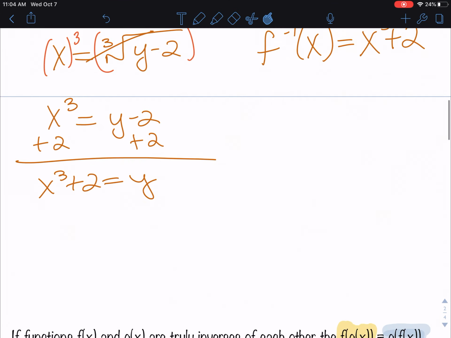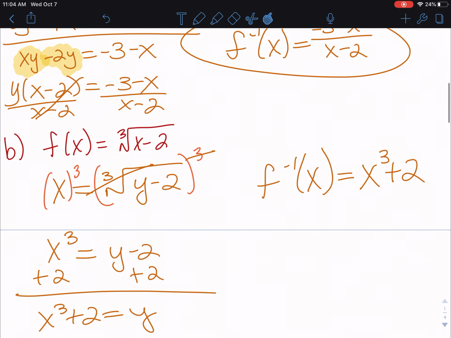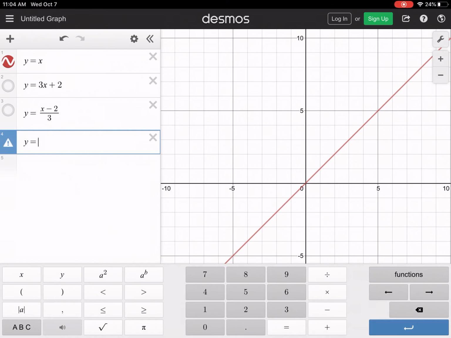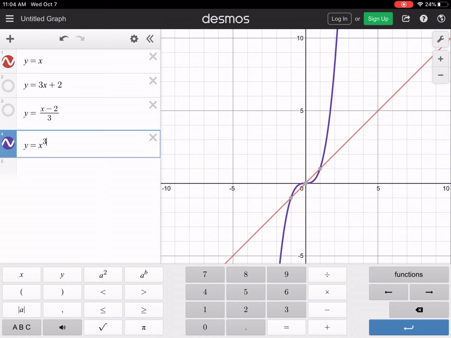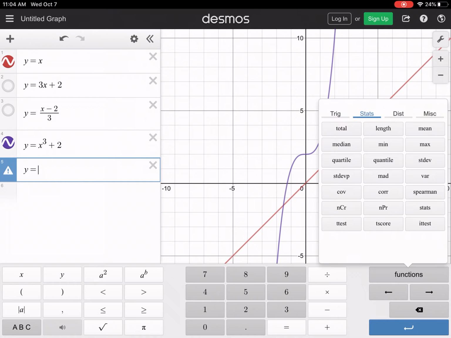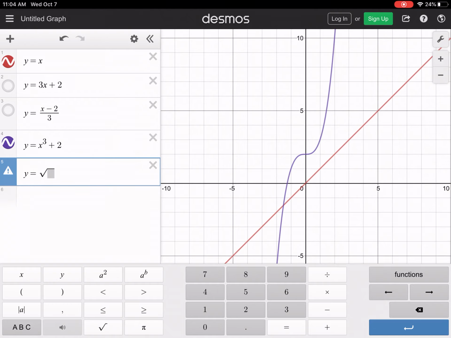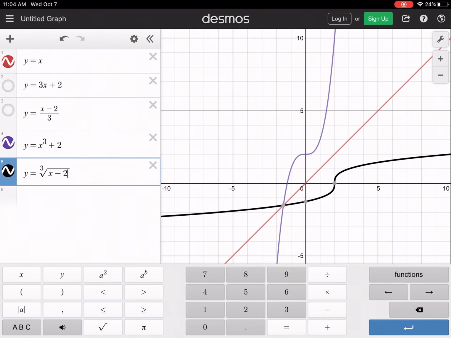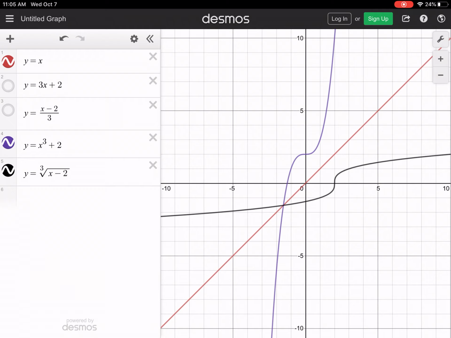So if we go ahead and graph another one of our inverse functions, so one of our functions being x cubed plus 2, and the other function being the cube root of x minus 2, you will see that these inverse functions also are reflective of each other about that identity function. So if I take the black function and reflect it across the red identity function line, it will match up with the purple function and vice versa.